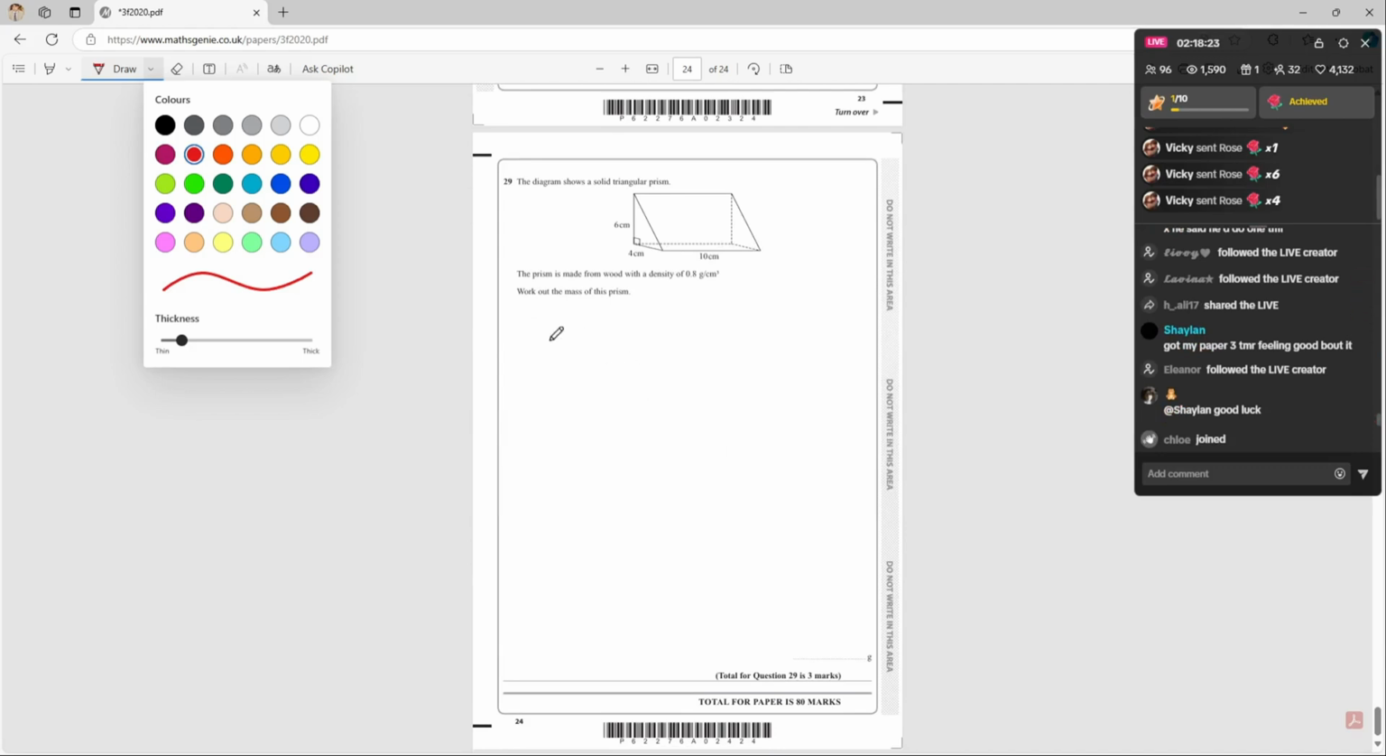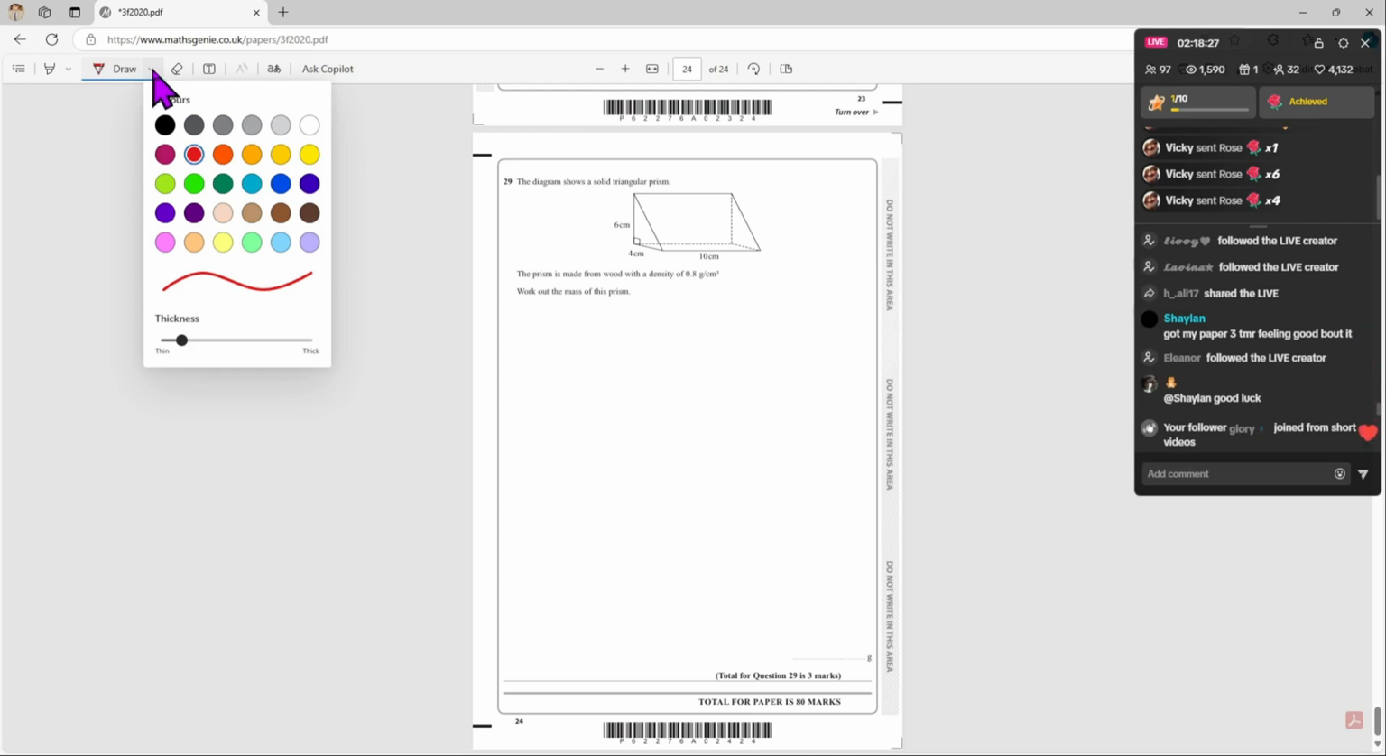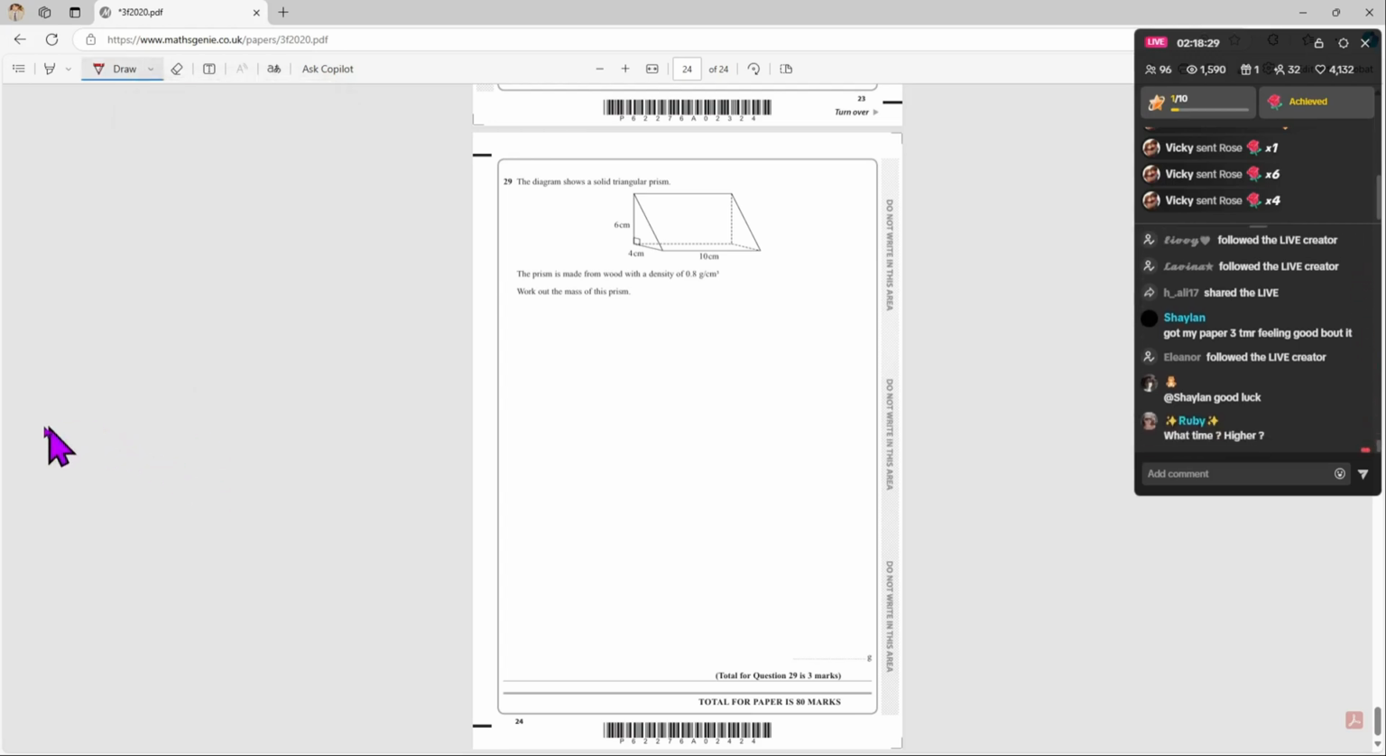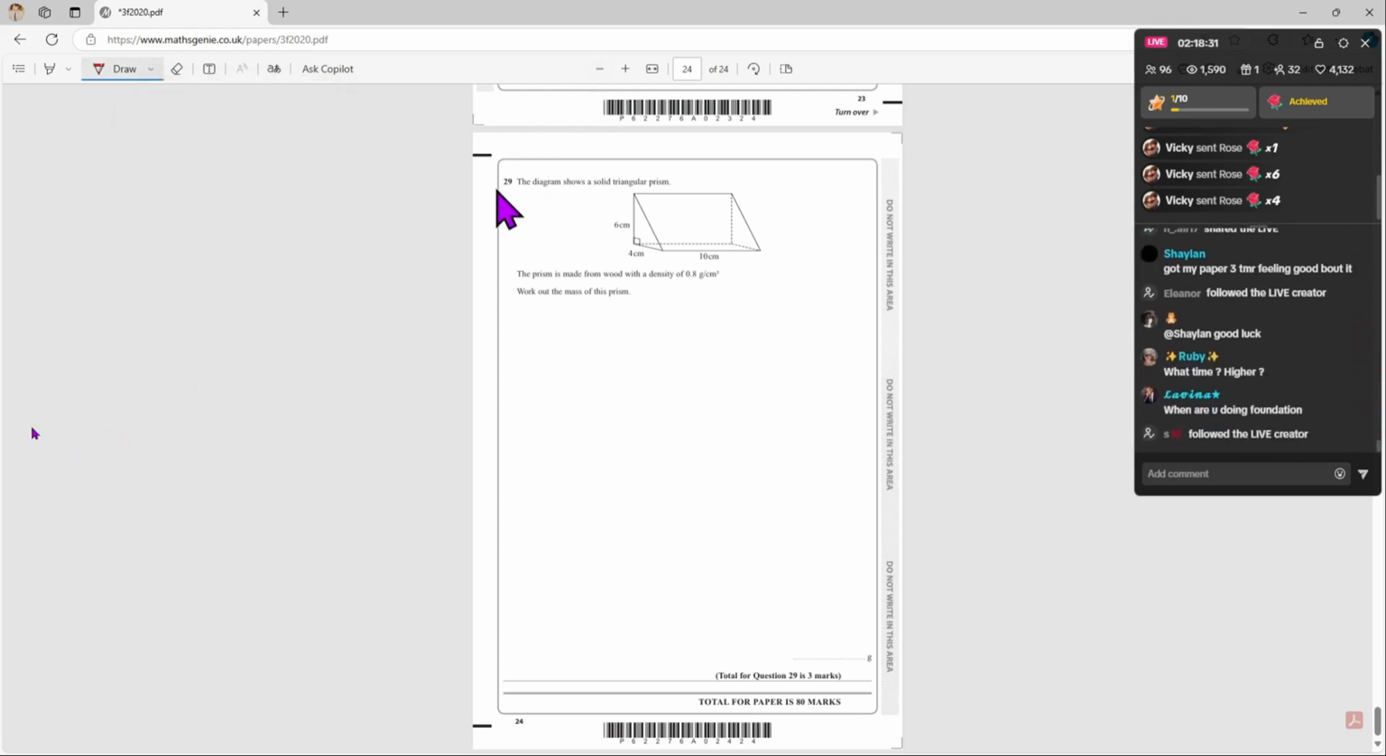Question number 29, our last question, guys. Last question of this paper. It's actually kind of simple.